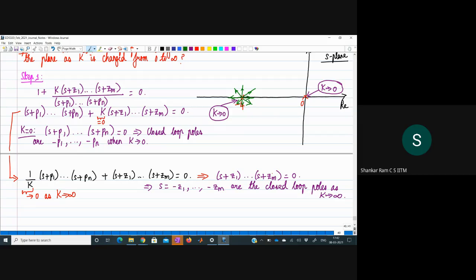Let's argue step by step. So please note that we are dealing with a polynomial with real coefficients, although s is a complex variable. What do we know about polynomials with real coefficients? About roots of polynomials with real coefficients?